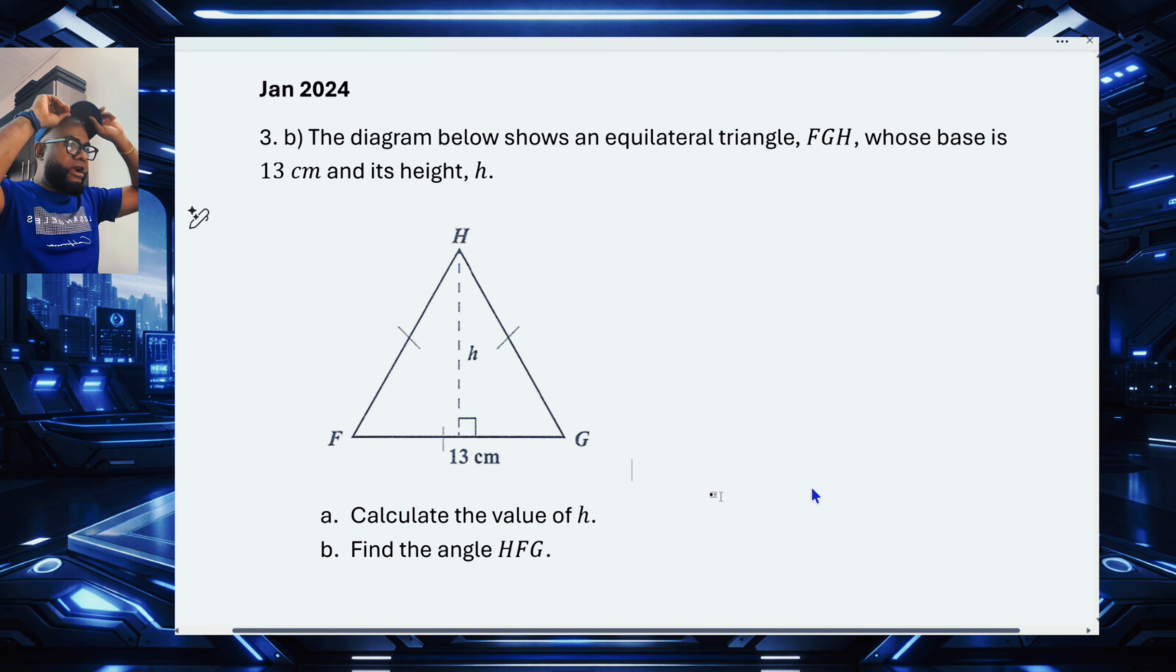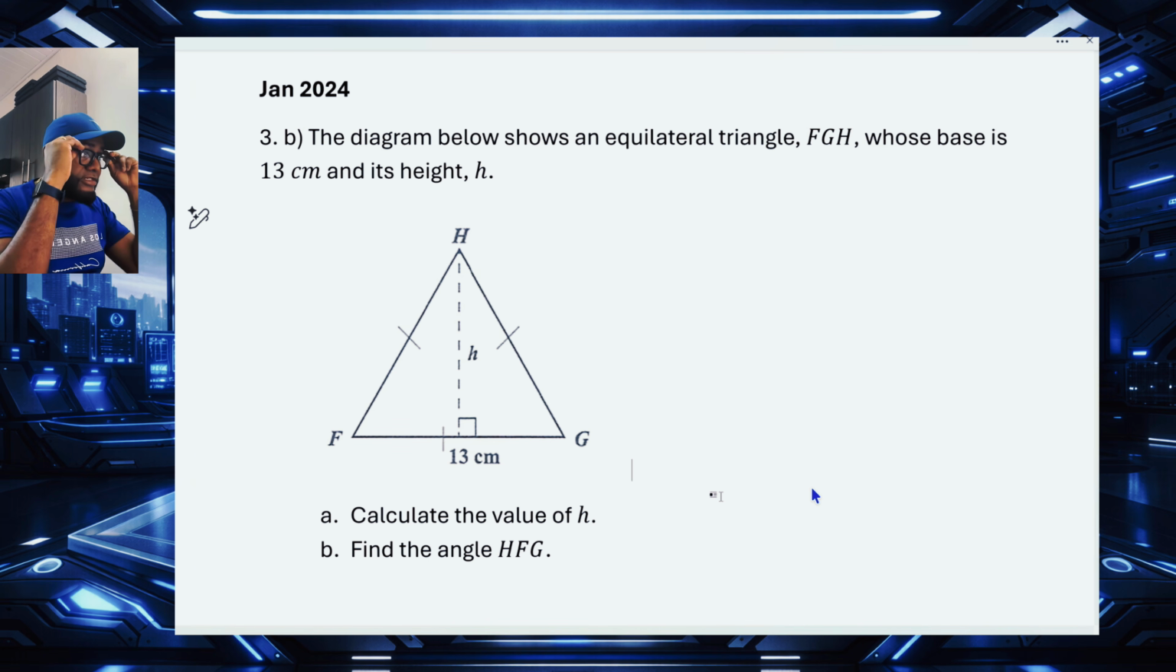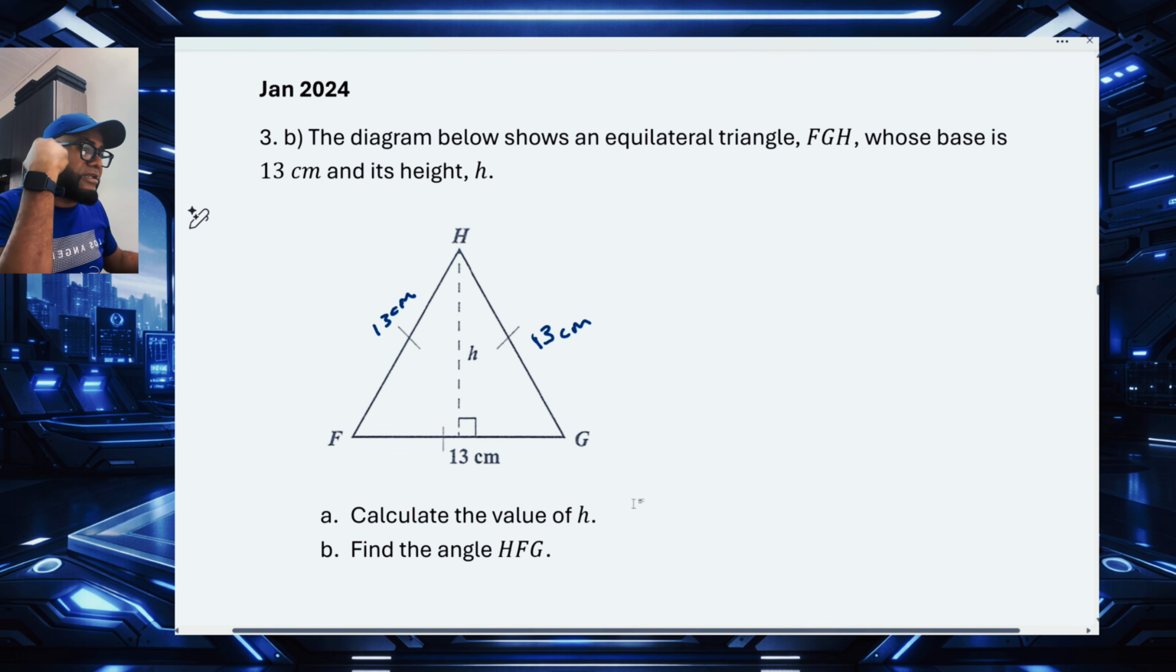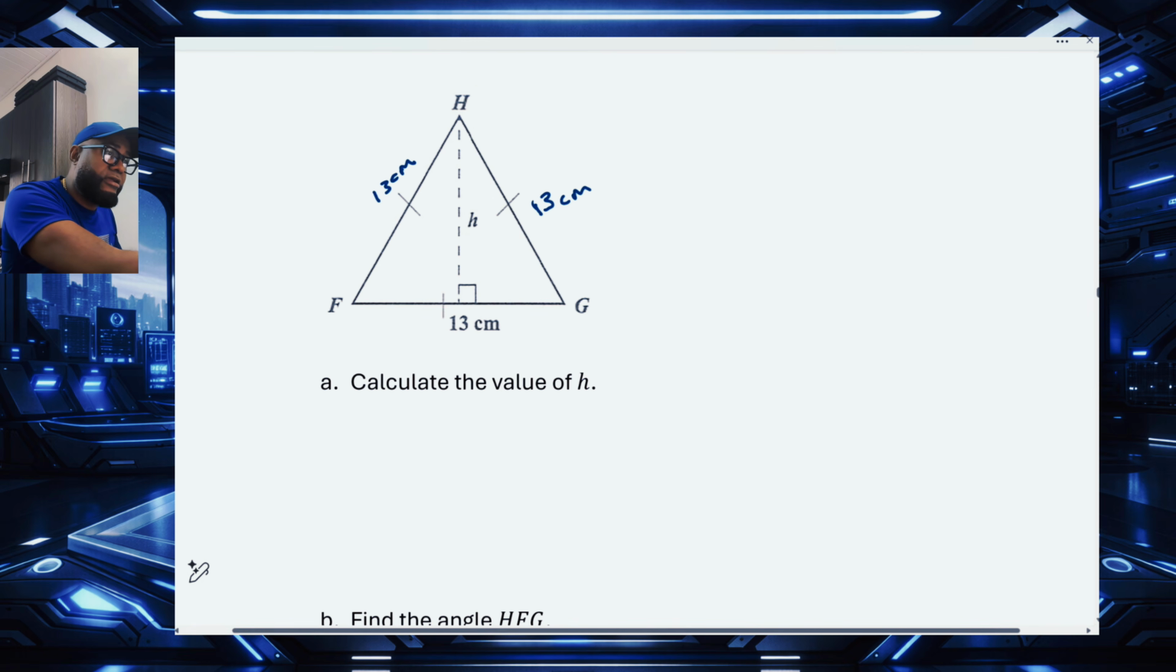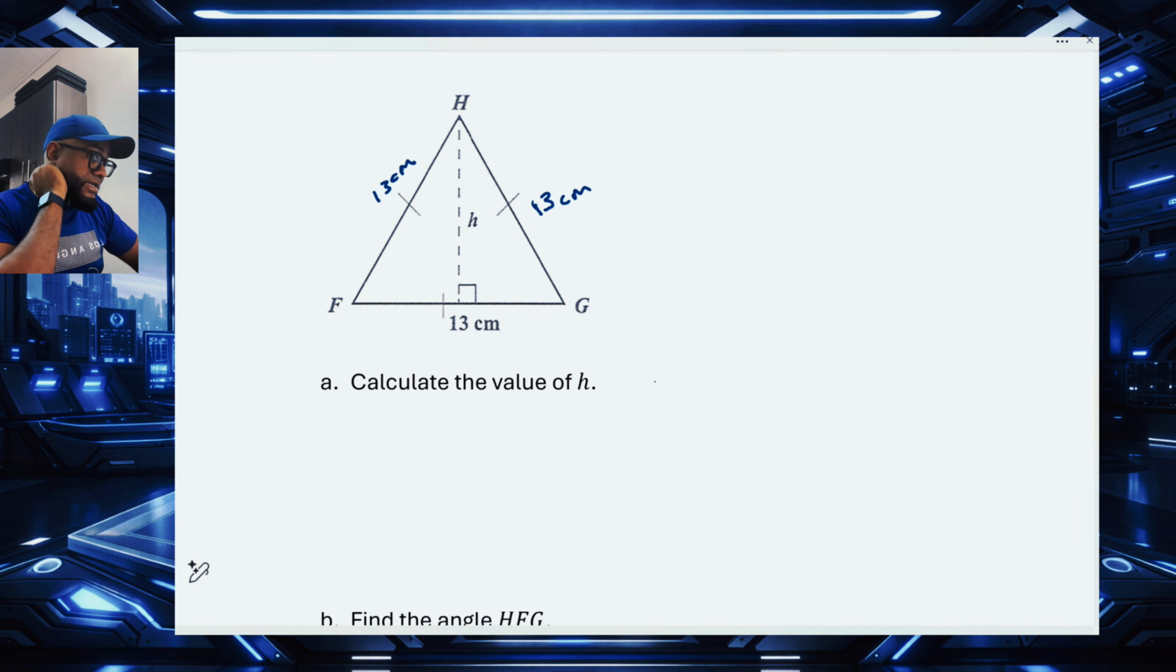The diagram below shows an equilateral triangle FGH, whose base is 13 centimeters, and its height is h. Now, if it's an equilateral triangle, here will be 13 and here will be 13 centimeters. Calculate the value of h. Did you all realize that these are two identical triangles within this big triangle here? Yes. So this line is actually the midpoint here.